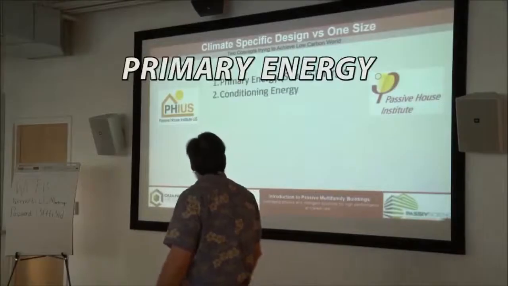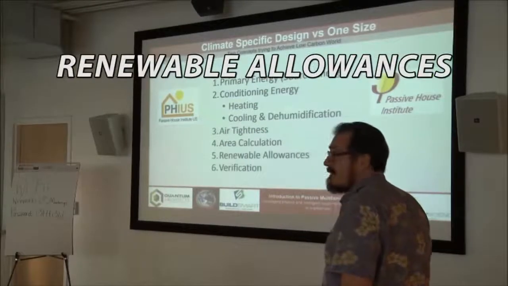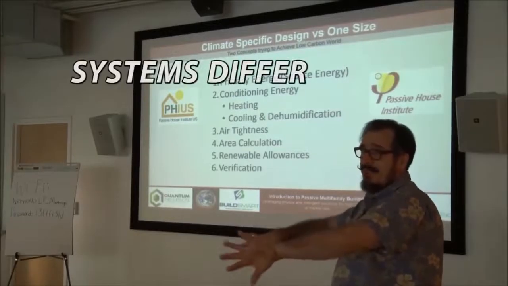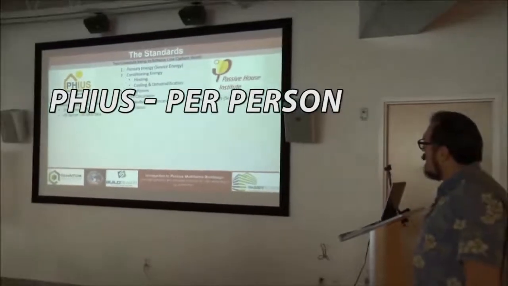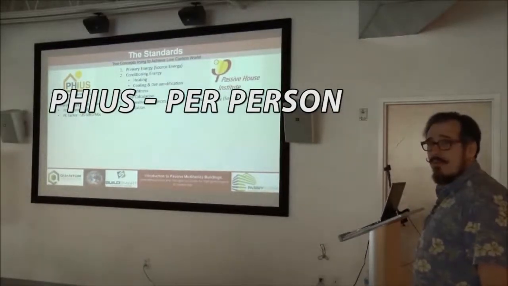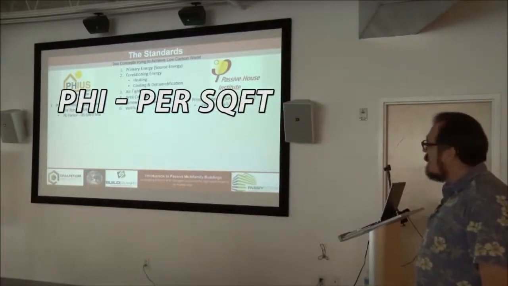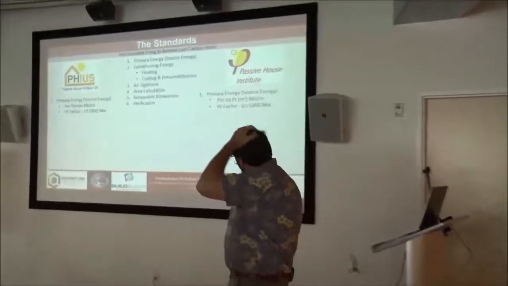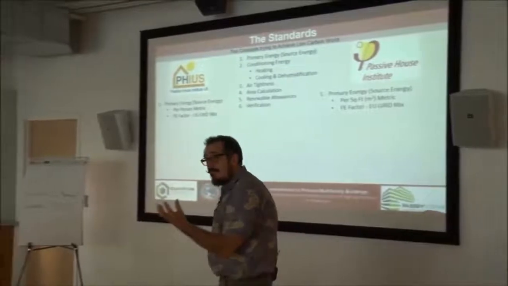We're going to look at primary energy, conditioning energy, air tightness, area calculations, renewable allowances, and verification. These are the areas that I think the systems kind of differ, so I want to talk about those. PHIUS uses the per person metric, and they use the PE grid factor, that's US. Passivhaus Institute uses the per square foot metric rather than per person, and they use the PE factor, that's the EU grid mix.